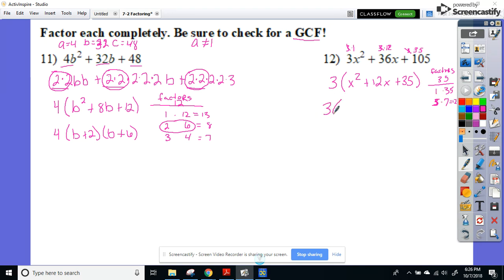3 is the GCF. X goes in one, a positive 5 goes in one, and a positive 7 goes in the other. If you were to multiply these two binomials out and then distribute the 3 to the answer, you would end up with this trinomial. Okay, so what's next?